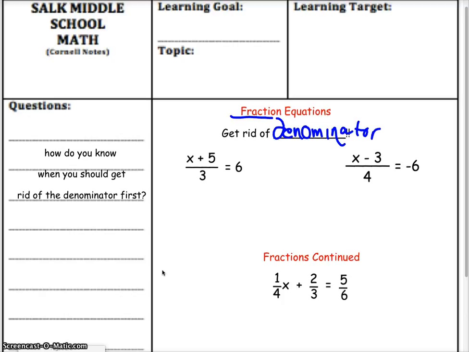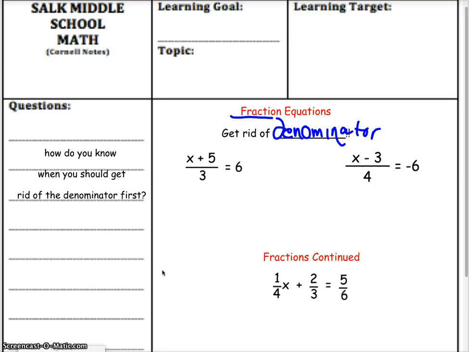Sometimes you get rid of the denominator first. Sometimes you get rid of the denominator second. When everything is on top of the denominator, you get rid of it first. Do you see here? This is x plus 5 divided by 3. Do you see how that's the case? x plus 5 divided by 3 is 6.